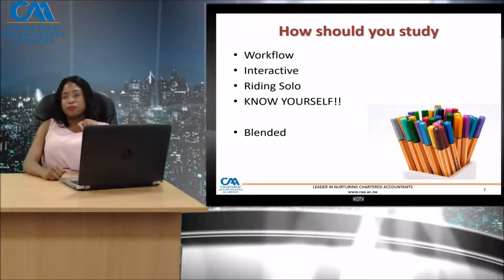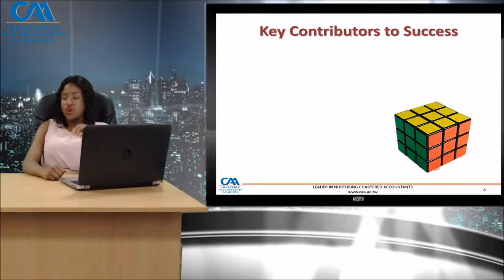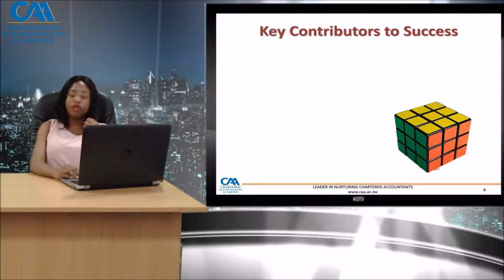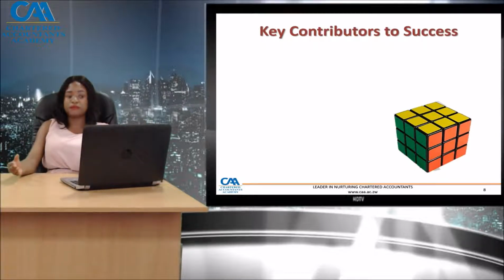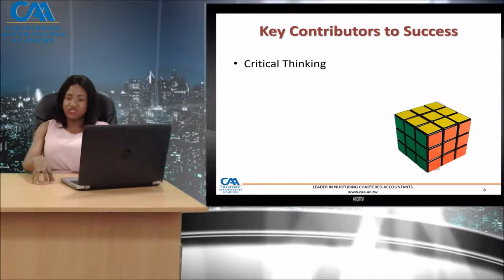There are certain points that we regard as key contributors to success, not only for taxation, but generally for your CTA program. We encourage critical thinking. You need to be a critical thinker. Think outside the box. If you see a transaction, for example, think of all the elements around that transaction. What could go wrong? How can I fix this problem? There are some questions which will be underlying.